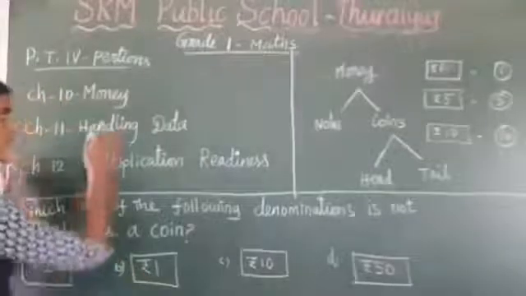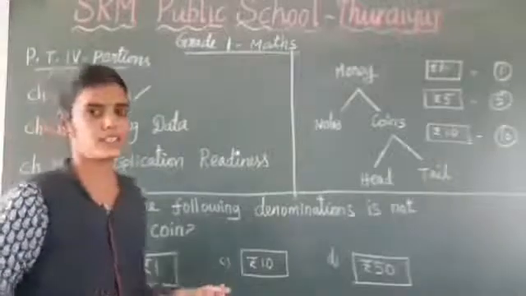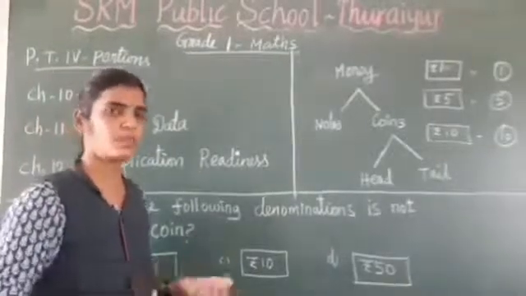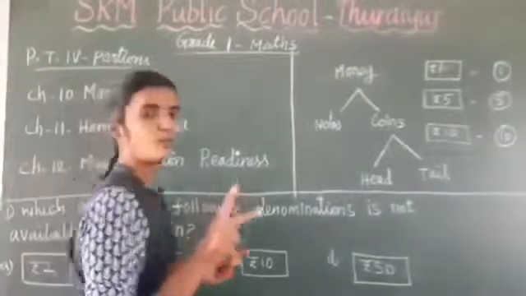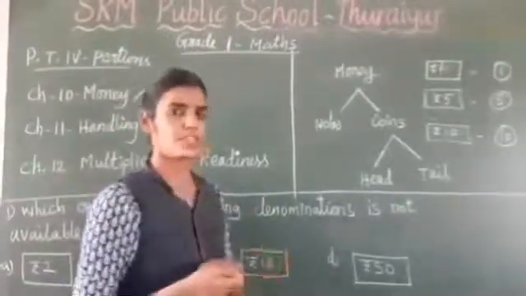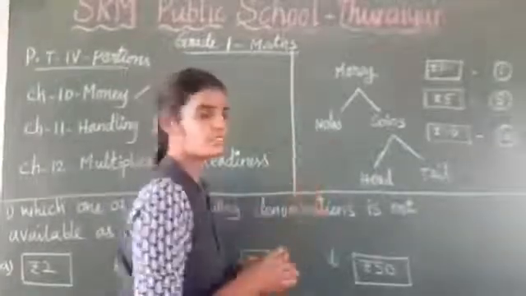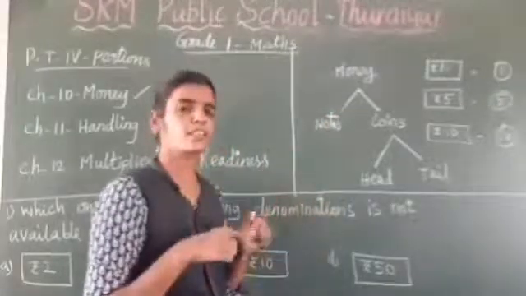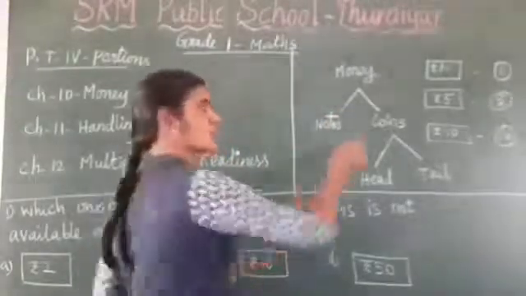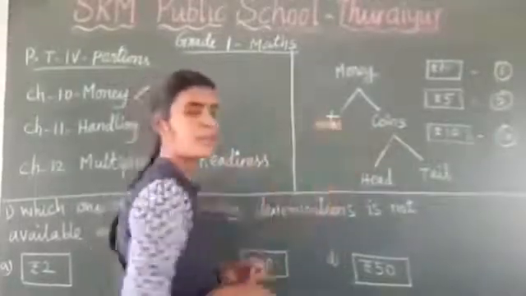See, what is money? Without money, we cannot buy anything. We use money in two forms. What are they? Notes and coins. This note is made of paper. This coin is made of metal. So we use money in these two forms.